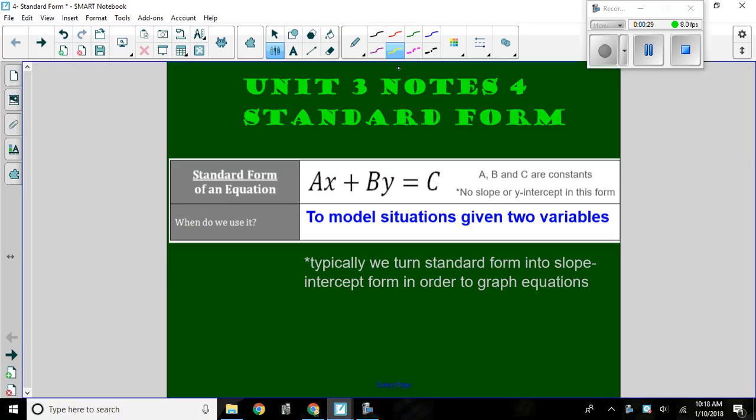So we actually use standard form a lot to model situations given two variables. So you'll see it in a lot of systems where they talk about so-and-so bought 4 hamburgers and 3 hot dogs and their bill was $27, and the next person bought 7 hot dogs and 2 hamburgers and their bill was $42. Find the cost. That kind of thing. A lot of times though, it's easy for kids to take standard form and we convert it over into slope intercept to graph it.